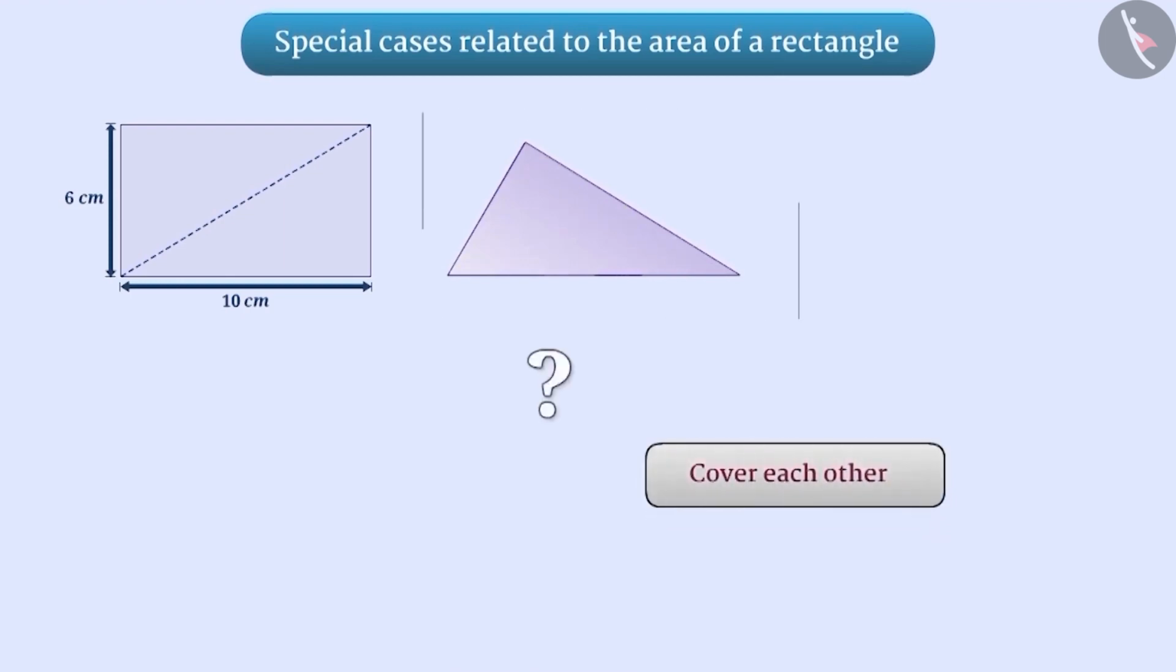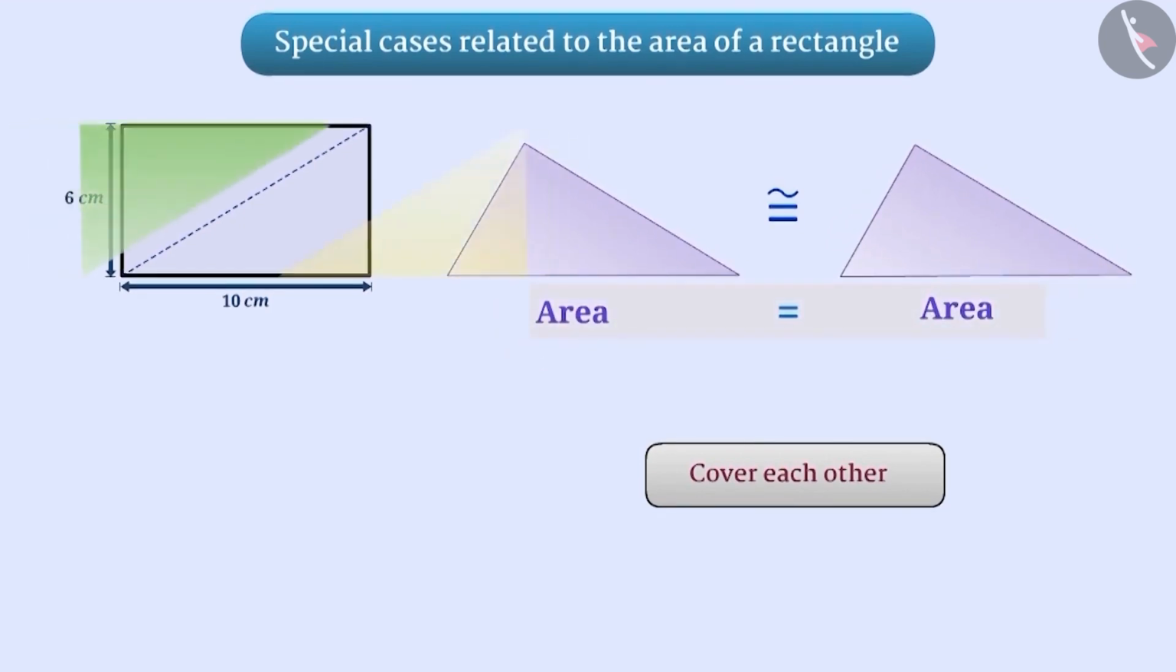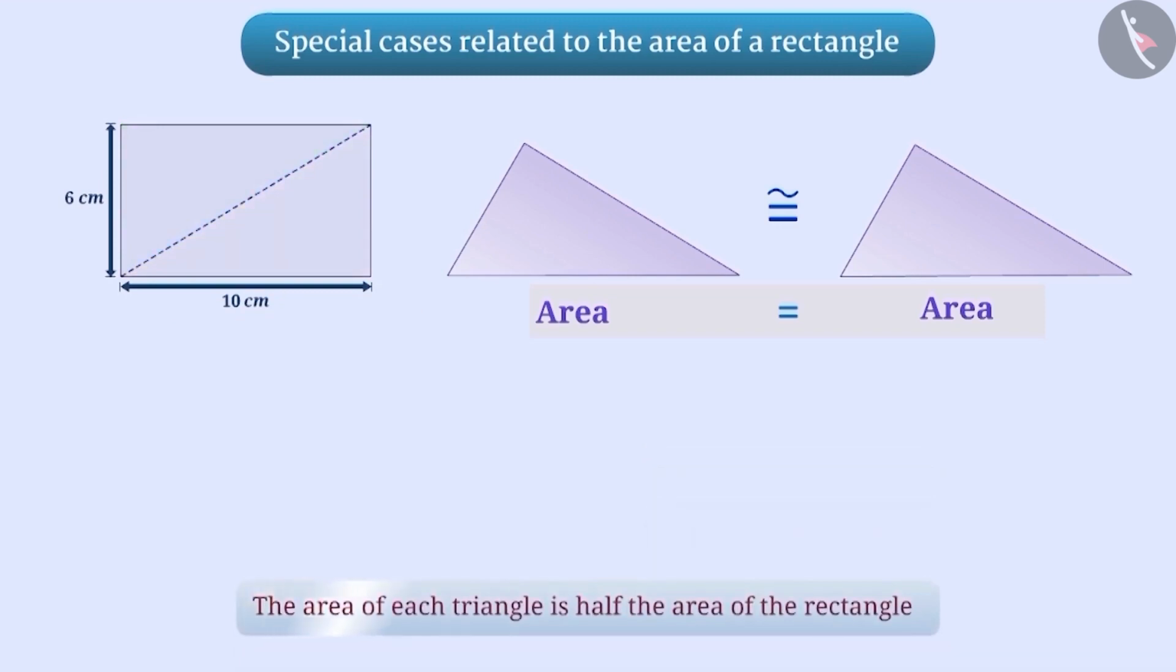What does this tell you? Think for a while. You are absolutely right. Here, both the triangles are congruent. Since they cover each other completely and exactly, we can also say that both triangles are equal in area. Since the rectangle in question is being divided into two equal parts, we can say that the area of each triangle is half the area of the rectangle.